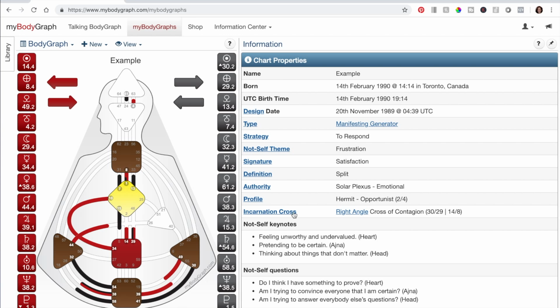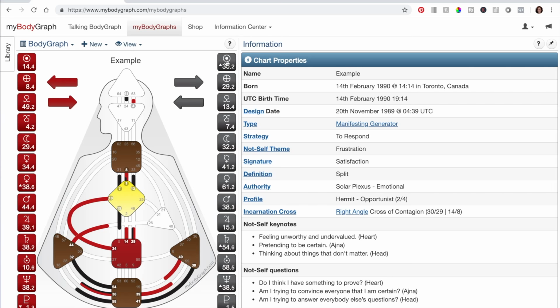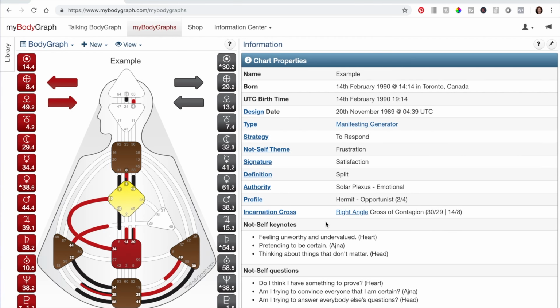When you're looking at your incarnation cross, it's related to these here, which is your sun and your earth. And so you'll see that the numbers here are 30, 29, 30, 29, and 14, 8. So 14, 8, that's how you get your incarnation cross. It is said to make up about 70% of our personality expression in each of us, which is a pretty big part. And it essentially shows us what our destiny is, what we're driven to do, who we are. And there are 192 different incarnation crosses.